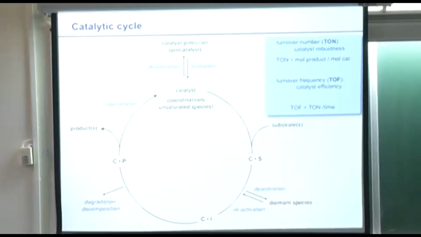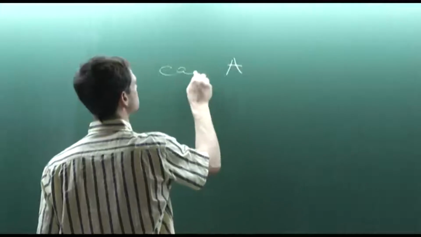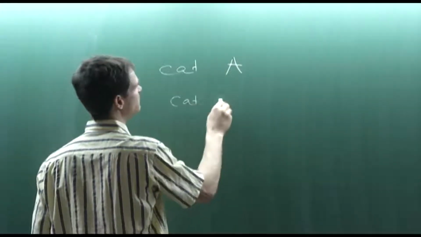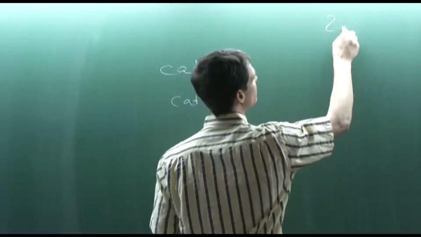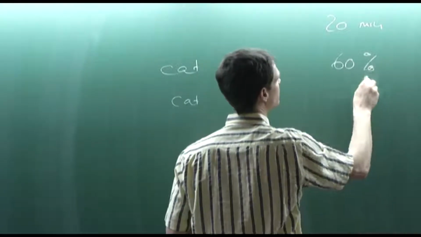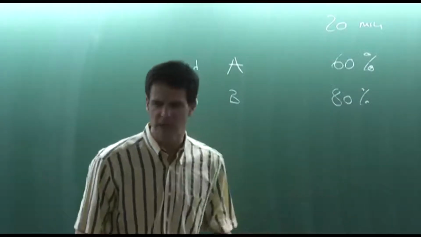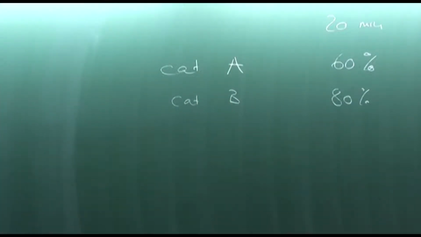So the question, of course, then is, once we know what a catalyst is, we need to know what is a good catalyst. So we could have a catalytic species, say a catalyst A, and we have a catalyst B, and we let them work for 20 minutes. This one gives 60% conversion, this one gives 80% conversion. Can we say which catalyst is a good one and which one is better? B is better.